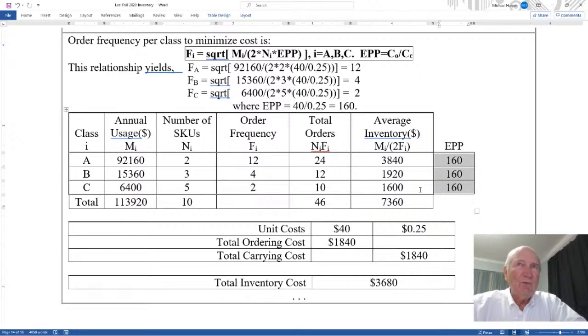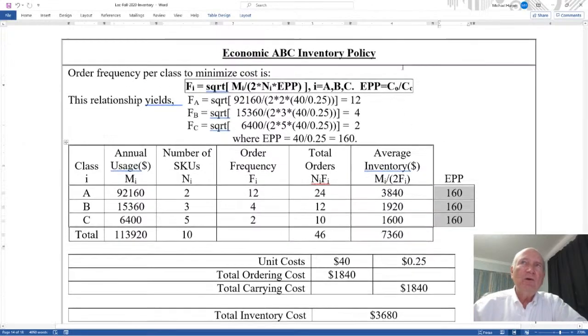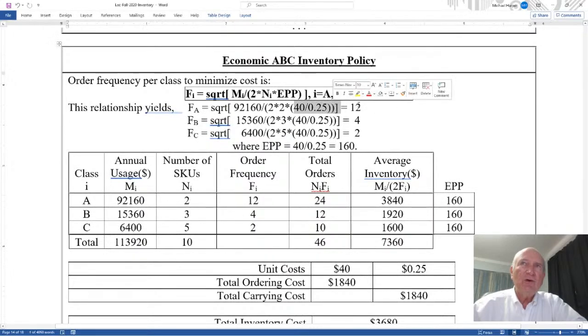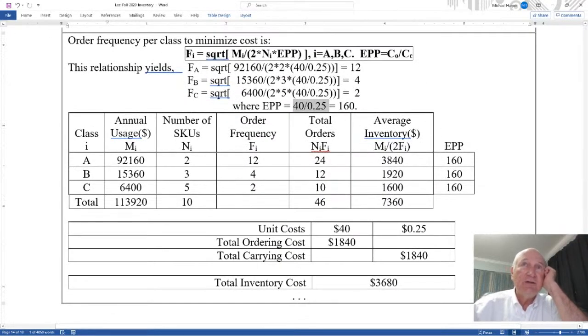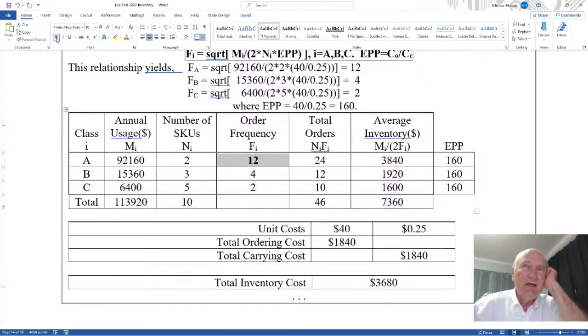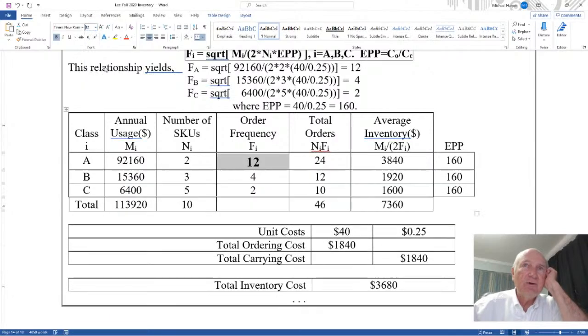Okay, so what if you didn't know? You did not know what those were. You didn't know what these unit costs were. It was unknown. So you couldn't do this. So what do you do? Well, one way is you do your classification, and then look at your A items, and you spend a lot of time, a lot of effort, your best effort, and make sure that number is as accurate as possible.